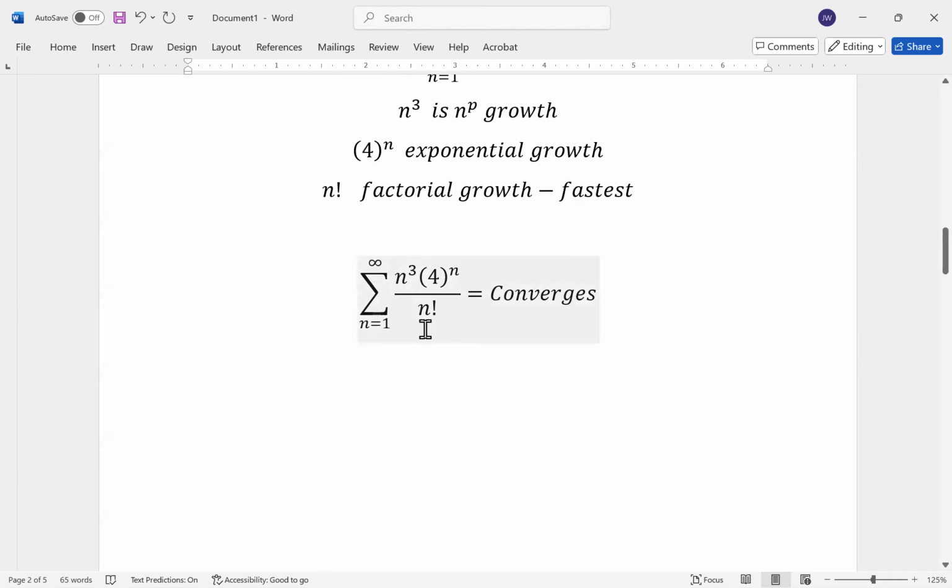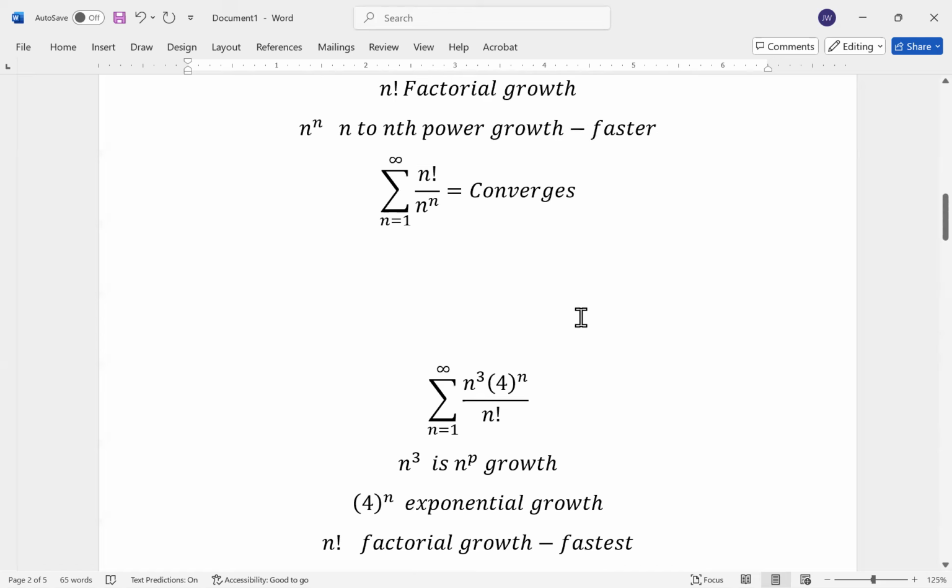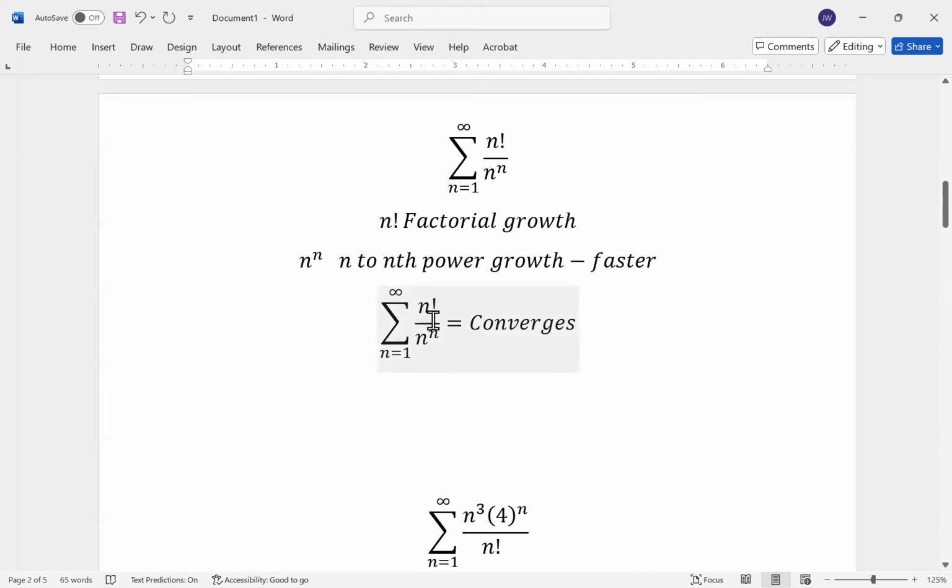Here, factorial growth in the denominator, that's faster growth than even the product of these two. So the denominator has faster growth, therefore the infinite series converges. In this one, we're just comparing 1 and 1. The denominator has faster growth, so it converges.